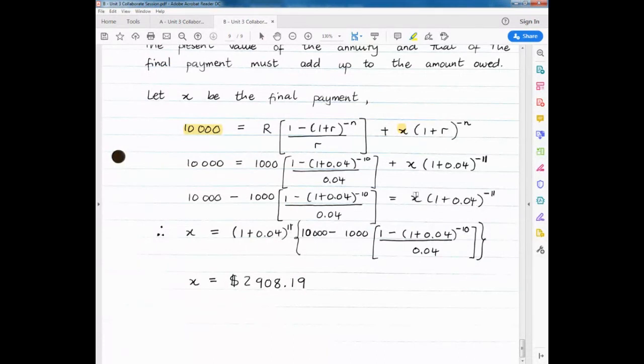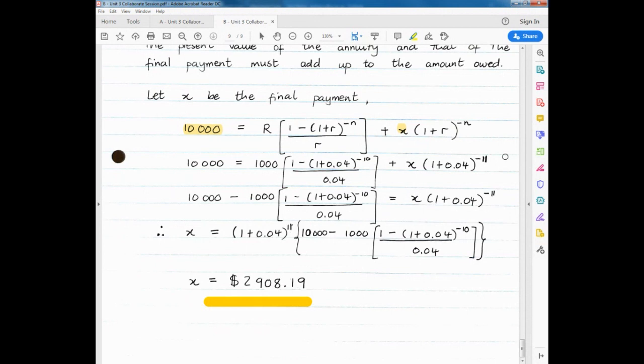To make it the subject of the formula, just like I did with the previous problem, I did not evaluate all of this and then divide it and then round it off in every step. What I did was I put everything together and punched it all in one go, and I got my value of 2,908 and 19 cents. And that would be our final answer.